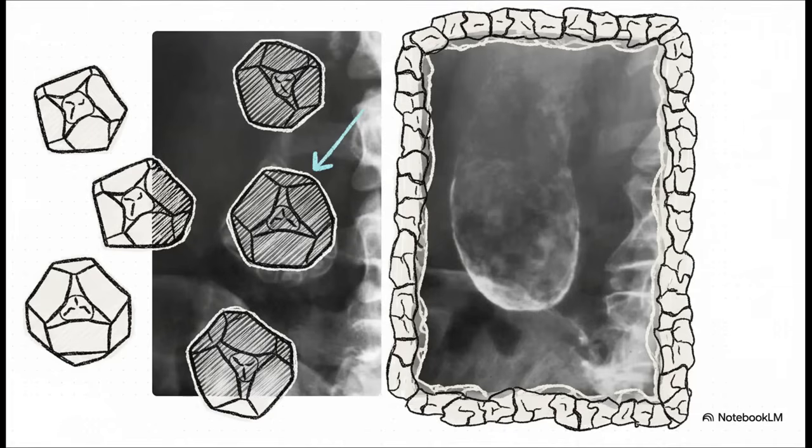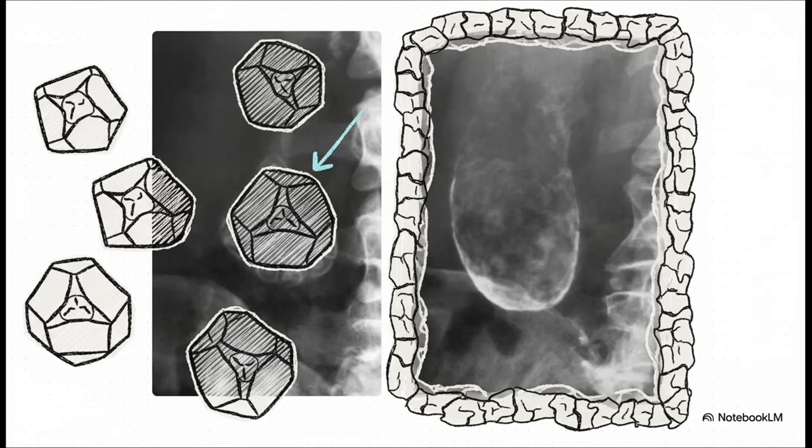We'll kick things off a bit old school with the plain radiograph. Interestingly enough, only about 10% of gallstones are radio-opaque enough to actually show up on a standard X-ray. When they do, you might catch the classic Mercedes-Benz sign. You can see it on the left. It's that distinctive triradiate gas fissure right in the center of the stone.